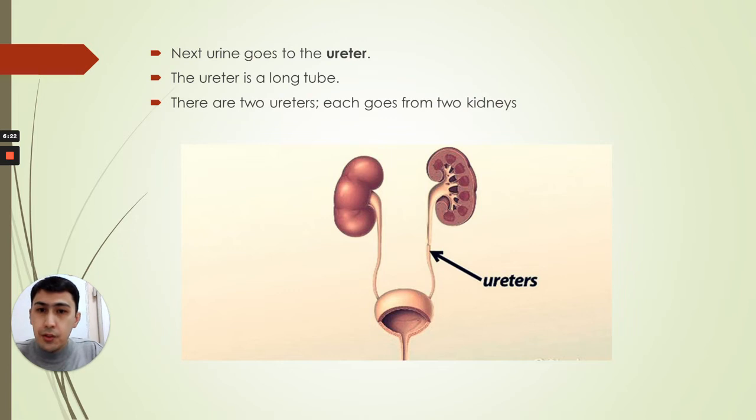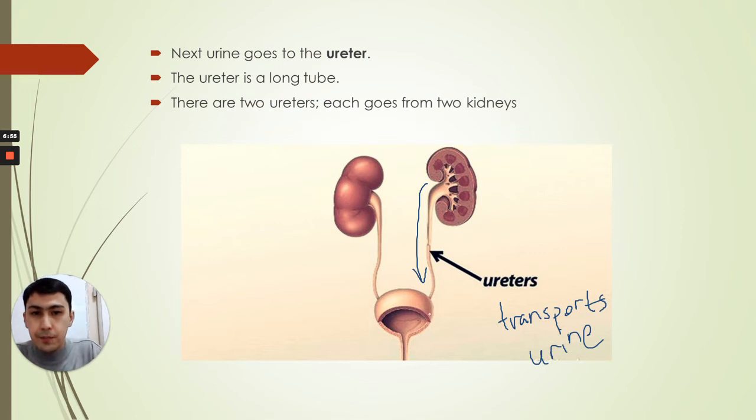The next organ is the ureter. It's a long tube that connects the kidneys with the urinary bladder. It has the function of transporting urine from the kidney to the urinary bladder. So we have two ureters because we have two kidneys.